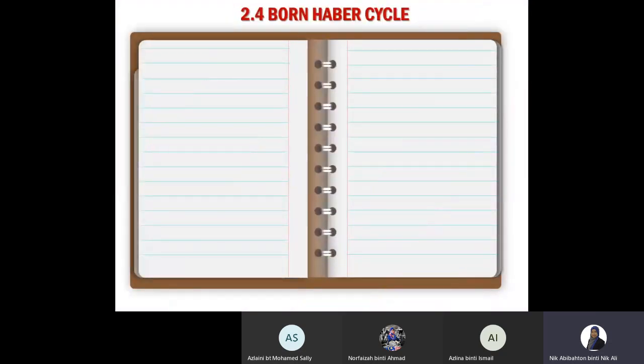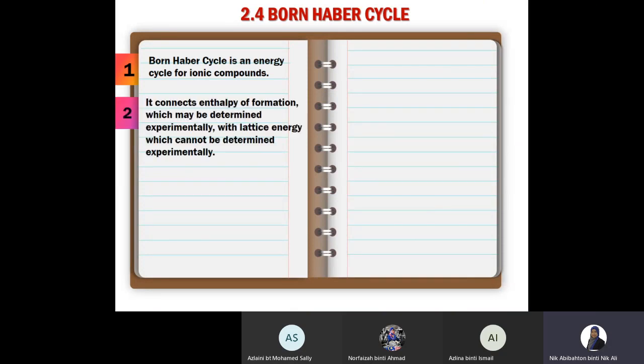Born-Haber cycle is an energy cycle for ionic compounds. It connects enthalpy of formation, which may be determined experimentally, with lattice energy, which cannot be determined experimentally. Therefore, one of the major applications of Born-Haber cycle is in the determination of lattice energy.